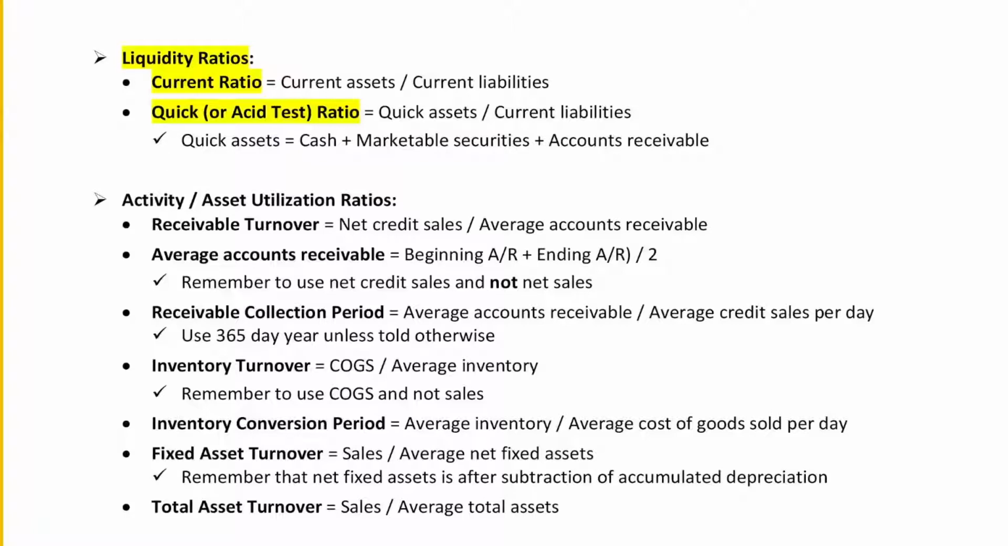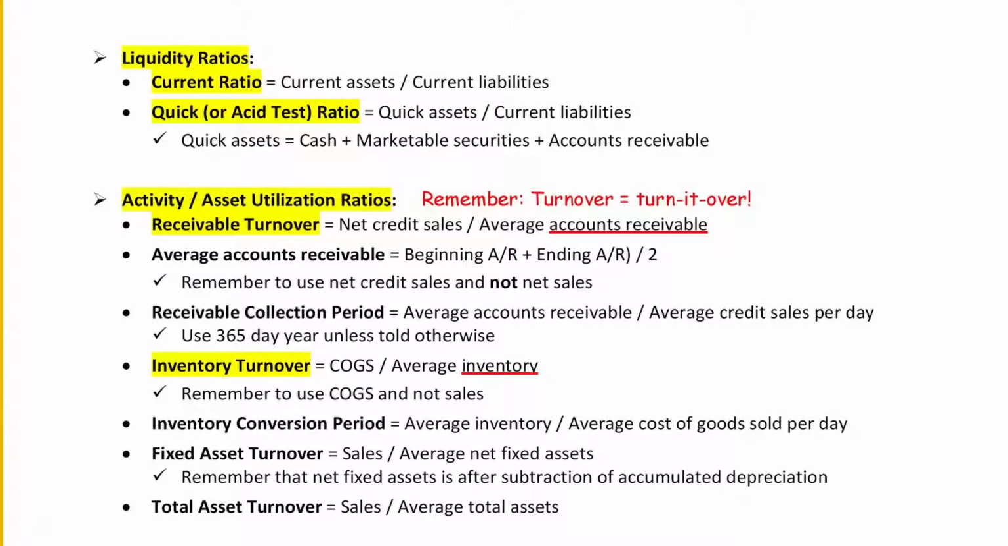Next, highlight activity or asset utilization ratios. And right there, remember, turnover equals turn it over. So when we look at highlight receivable turnover, the denominator is average accounts receivable. So underline accounts receivable. We've turned it over. Highlight inventory turnover. The denominator is average inventory. So underline inventory. Turn it over.